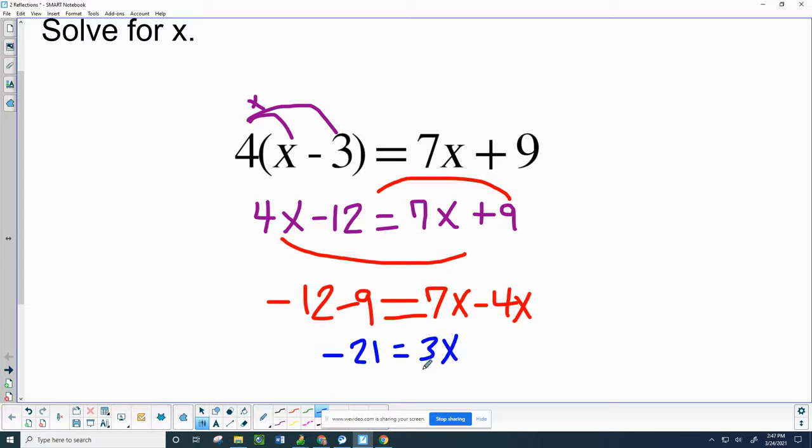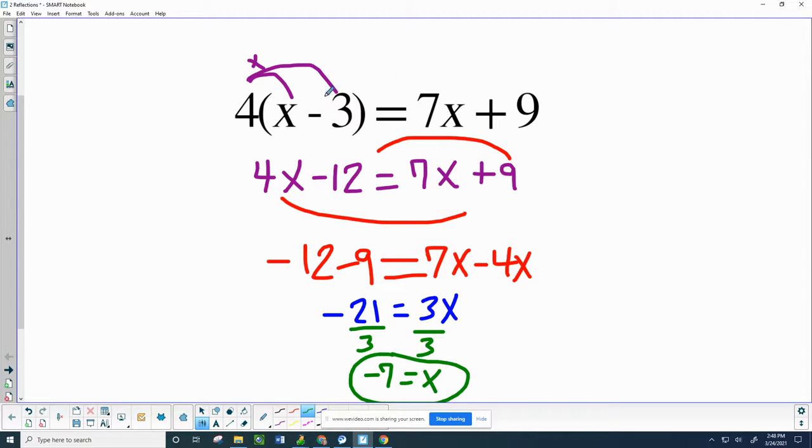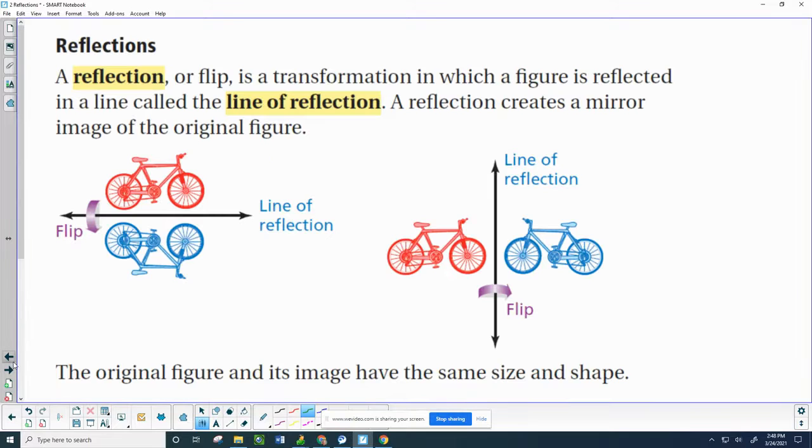So we have to finish it off by dividing both sides by 3. So we divide by 3 like that. And we end up with x equals negative 7. So anytime you see a multiple step problem where you got variables on both sides, that's no big deal. You can do it. All right, so today we're talking about reflections.